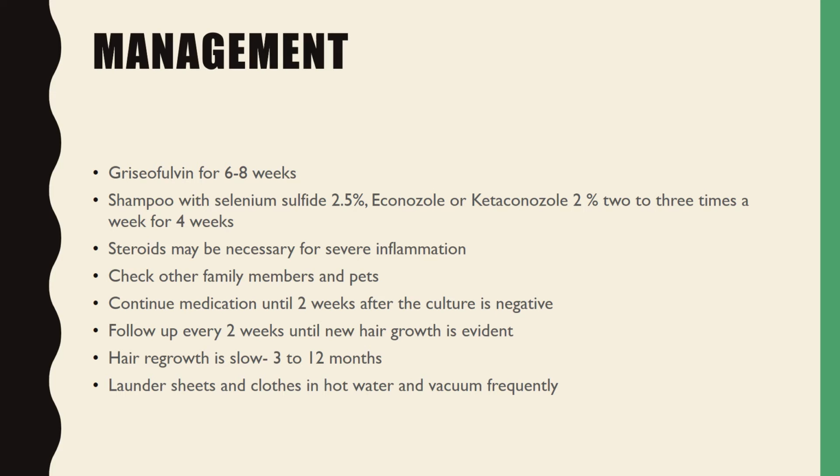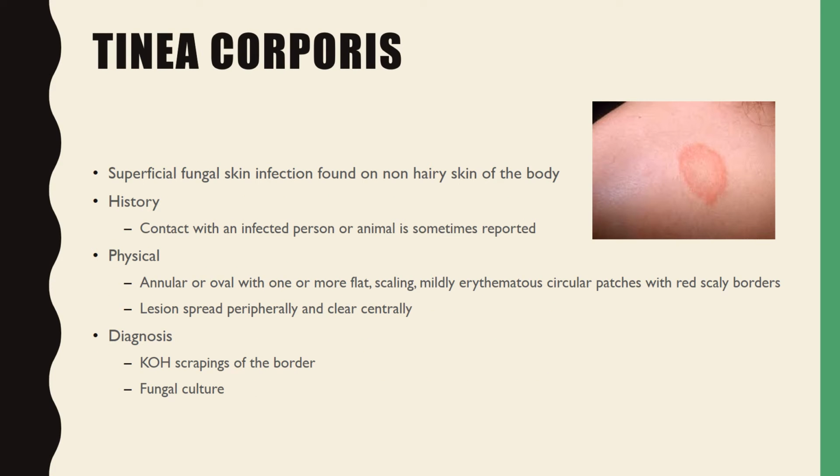Follow up every 2 weeks until new hair growth is evident. Complete hair regrowth is slow. It could take 3 to 12 months. So you don't need to see the patients every 2 weeks for a year. But once you start to see little hair growth coming back, then you know you've treated it and that hair will regrow. Make sure you educate parents that they want to launder their sheets and clothes in hot water and vacuum frequently to prevent other people in the family from becoming infected or reinfection of that person.